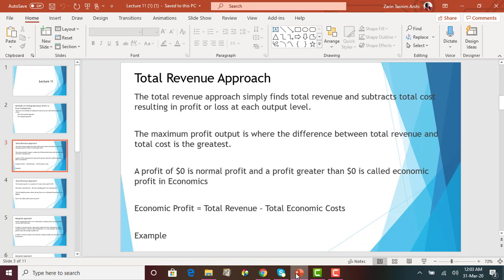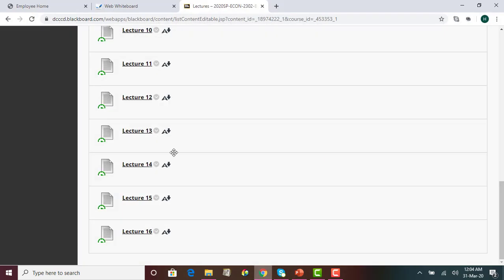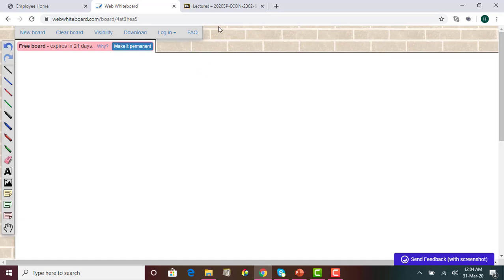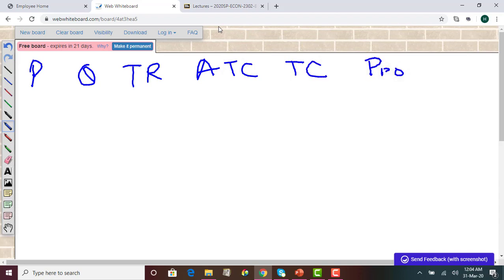So let me show you an example of how to calculate the profit and find the profit maximizing point. Let me shift to this whiteboard and give you the example. So let's say you're given this table. You have price, you have quantity, then you need to find total revenue. And you're also given average total cost. You need to find total cost, and then you need to find profit. Okay, so these are the columns you have.